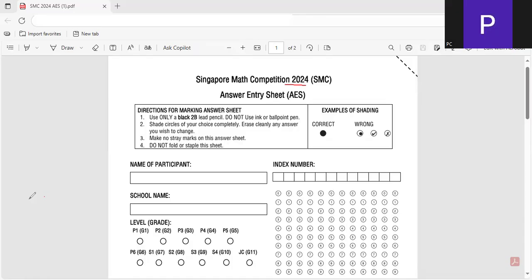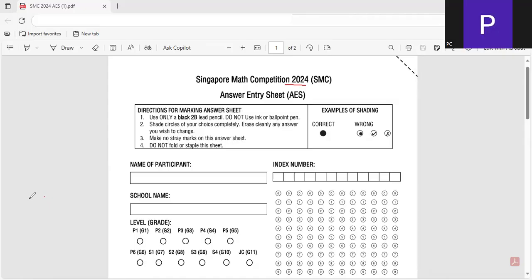So the basic instructions for filling up the sheet is you should not write anything else on the answer sheet except for the instructions that are given here. Whatever instructions are given, you have to strictly follow that. You cannot do any drawing or any other thing. If you want to add on to any answer, you can't do that. So just follow the instructions.